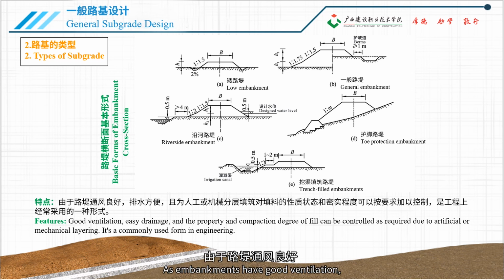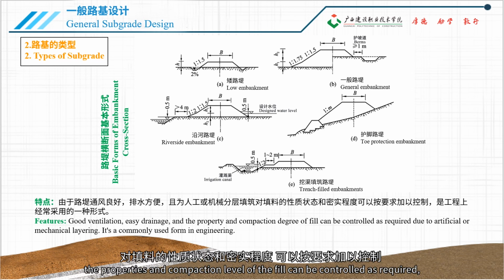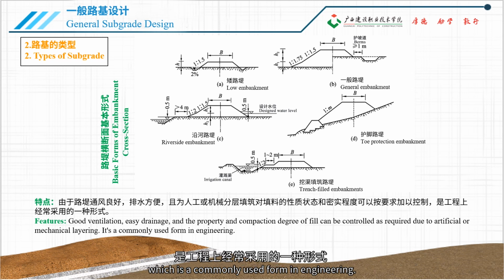As embankments have good ventilation, convenient drainage, and are manually or mechanically layered, the properties and compaction level of the fill can be controlled as required, which is a commonly used form in engineering.